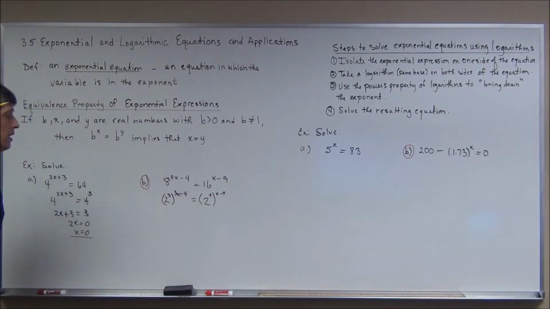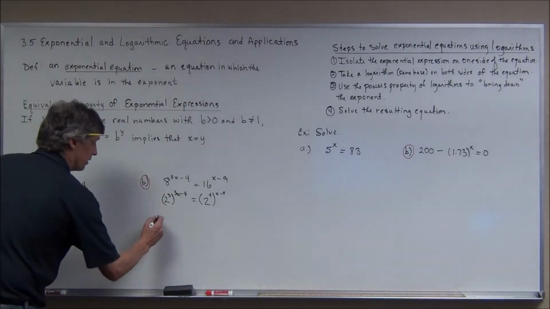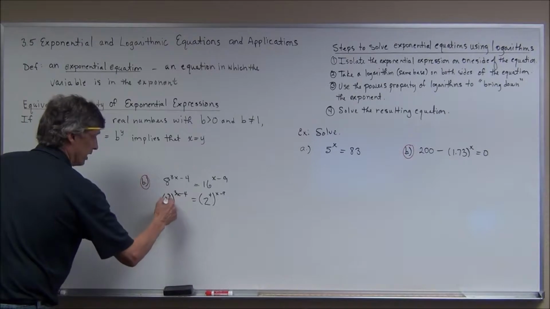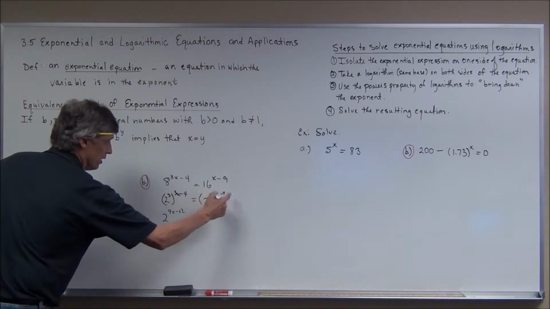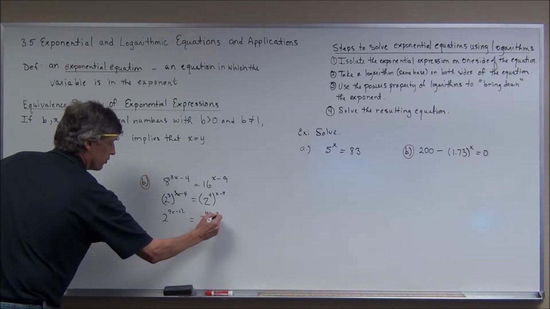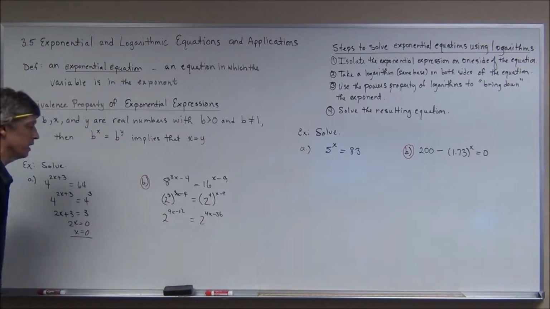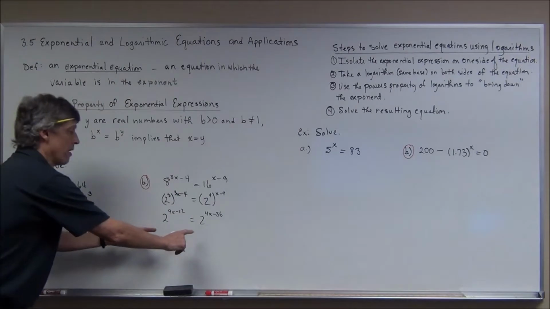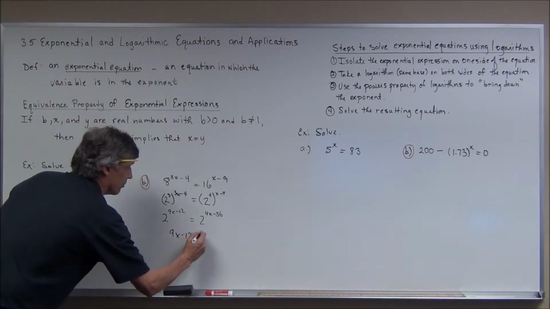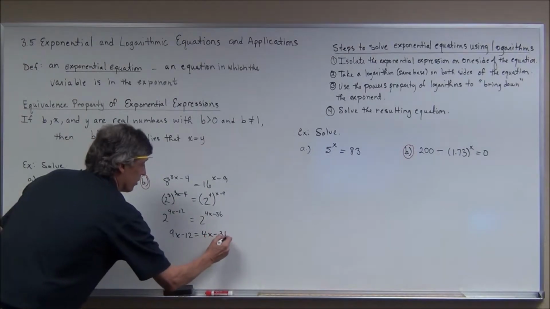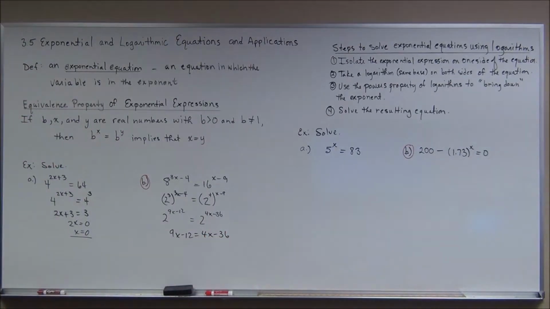Because I have a power raised to a power, using my properties of exponents, I can write this as 2 to the, multiply the exponents, that would be 9x minus 12, and 2 to the 4x minus 36, power to a power, multiply the exponents by distributing. My bases match, I can set the exponents equal to one another. I just didn't leave myself very much space here. So I'm going to kind of streamline this a little bit.